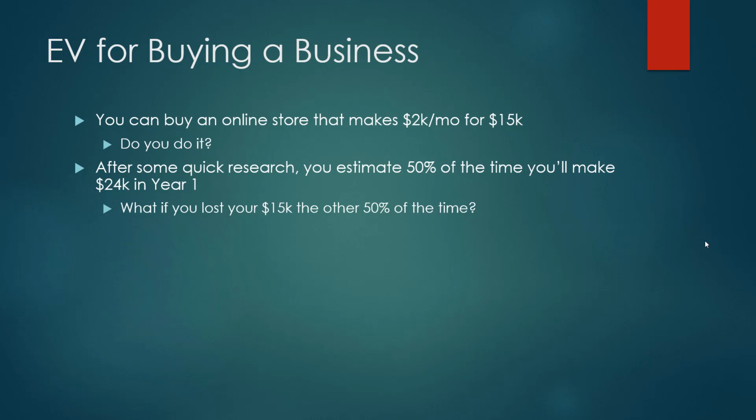Austin is shaking his head. Is it? So the EV, half the time, 50% times the 24K, which is what we'd make, plus 50% times the negative 15K, gives us a positive expected value of $4,500. You should take this bet every time. By making this bet, whether you win or lose, you've earned yourself $4,500.